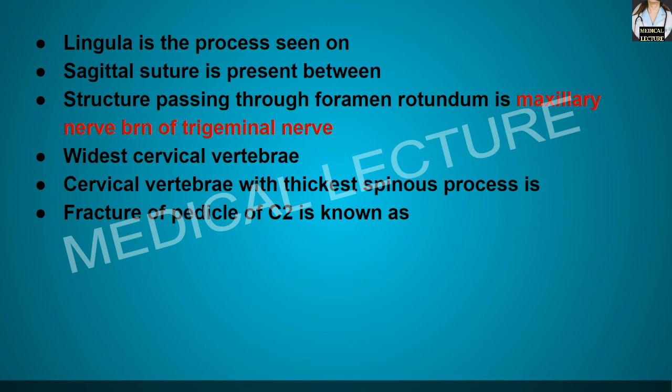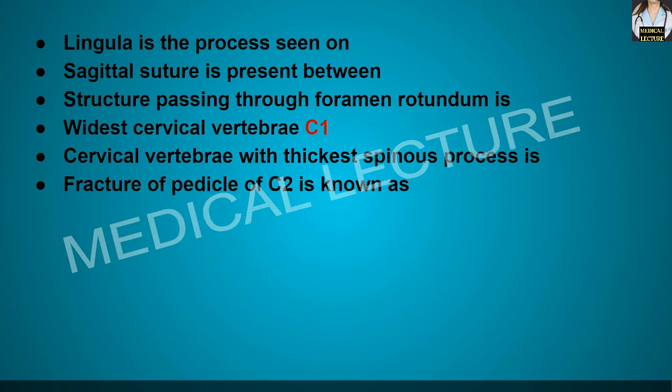The widest cervical vertebra is the C1 vertebra. The cervical vertebra with the thickest spinous process is C2, the cervical 2 vertebra. Fracture of the pedicle of the C2 vertebra is known as the hangman's fracture.